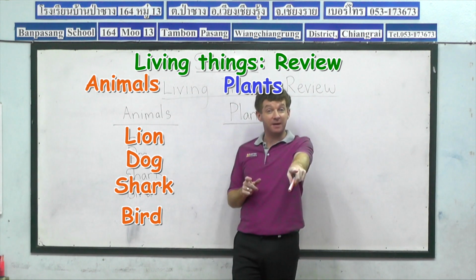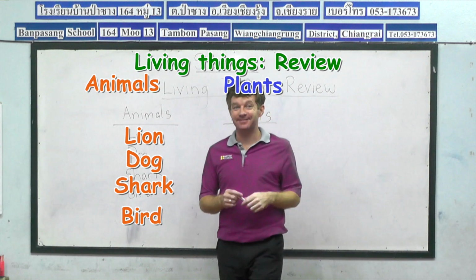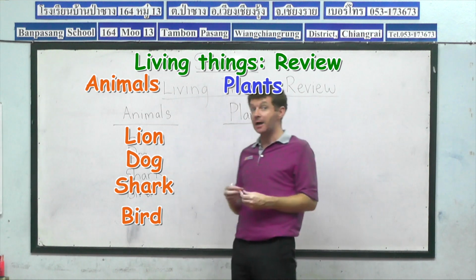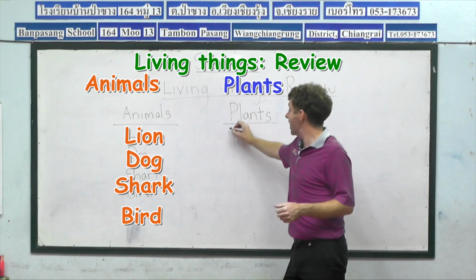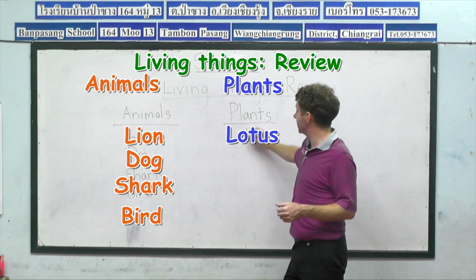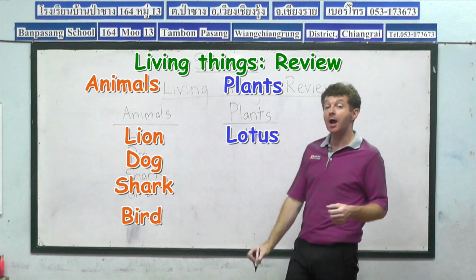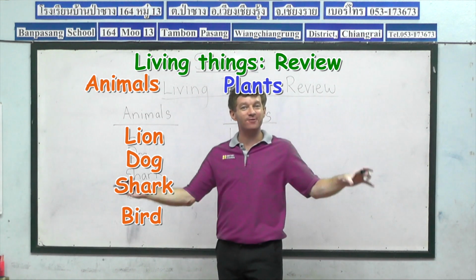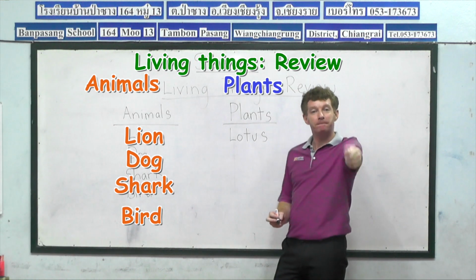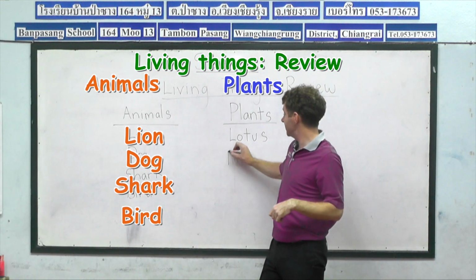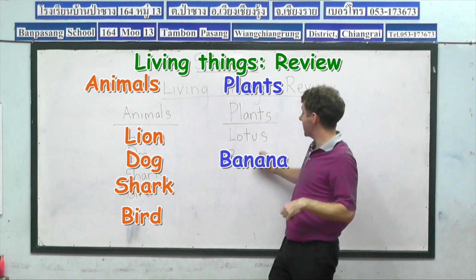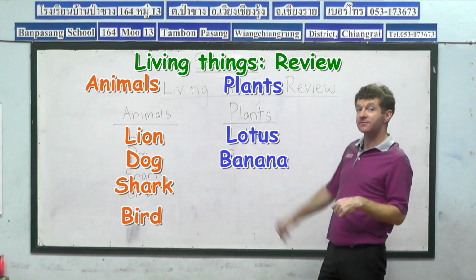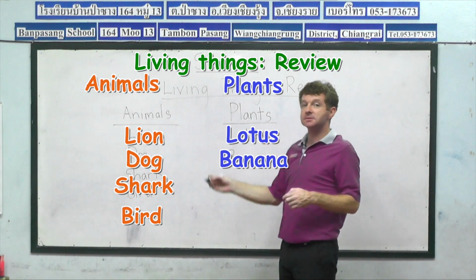Now, can we remember any type of plants? A lotus plant or lotus flower. Excellent. And that's particularly true in Thailand, where we see lots of lotus flowers. So let's write lotus. L-O-T-U-S, a lotus plant. And how about types of plants where we have fruit growing off them, such as? Banana plants. Banana plants, yes. B-A-N-A-N-A. So we've got lotus plants. Banana plants.